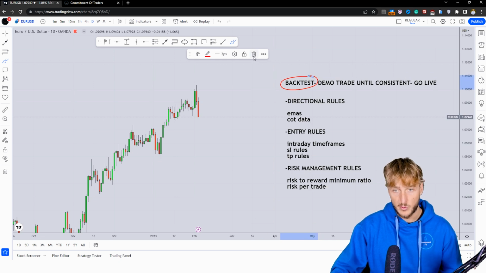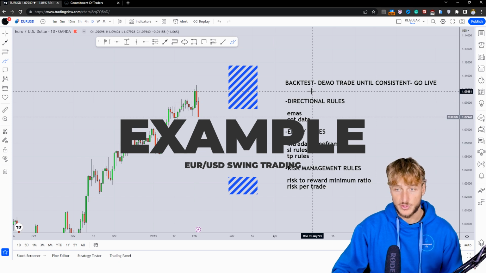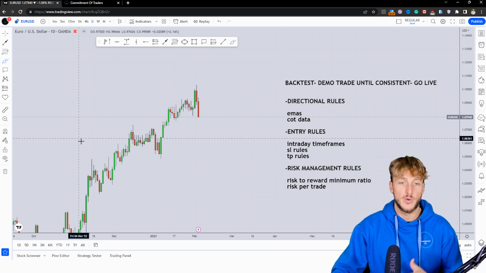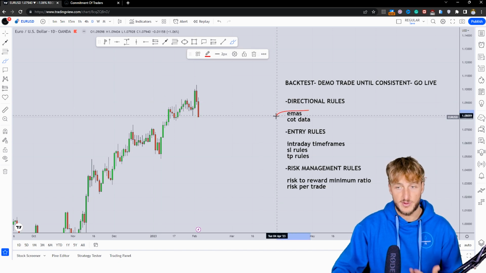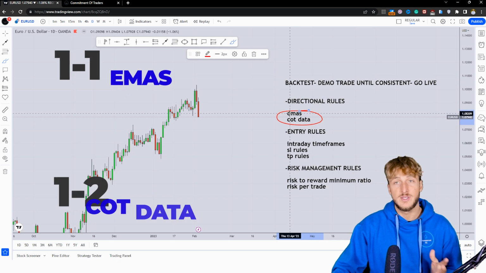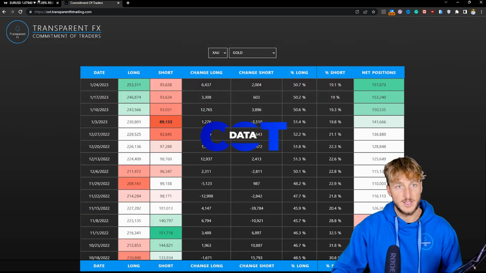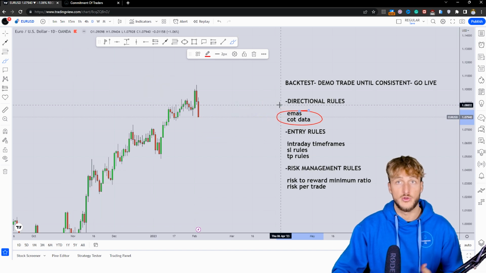Now, for this specific example of the swing trading strategy, what we will be using as directional rules, so in which direction we're looking to trade. So are we looking to trade in the bullish side or the bearish side, depending on how these parameters are met. We will be using EMAs and COT data, which is what I just explained in the intro, to understand in which direction we are looking to trade.